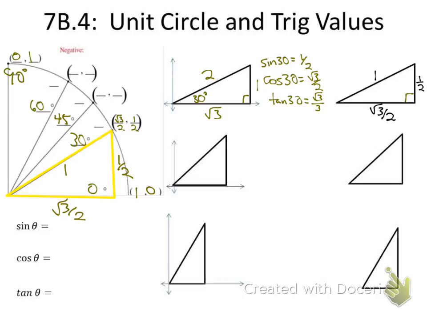Do you think that the sine value is going to be y and the cosine value is going to be x? Yes. Always? Yep. No. We should check another one. Let's look at the 45, 45, 90.